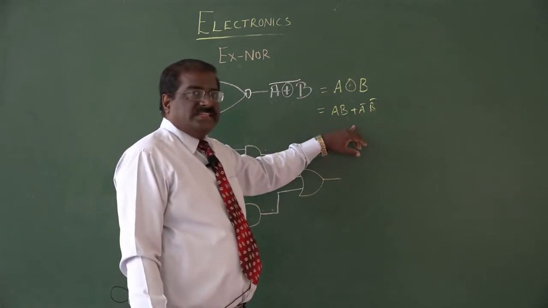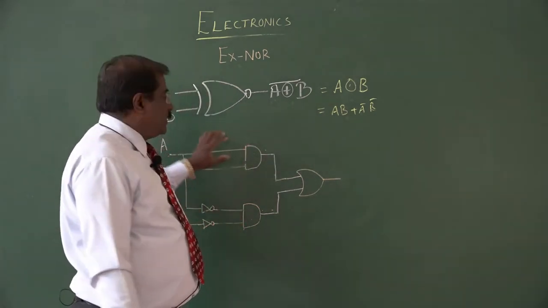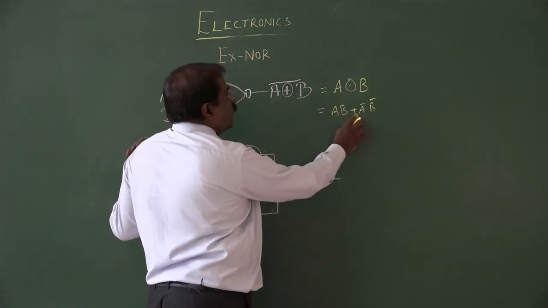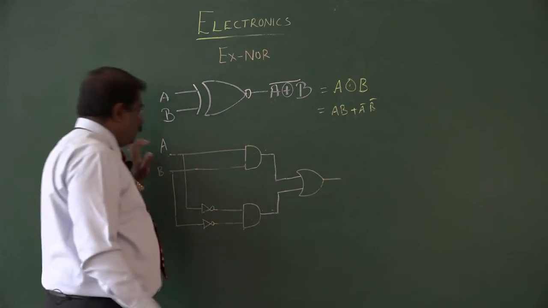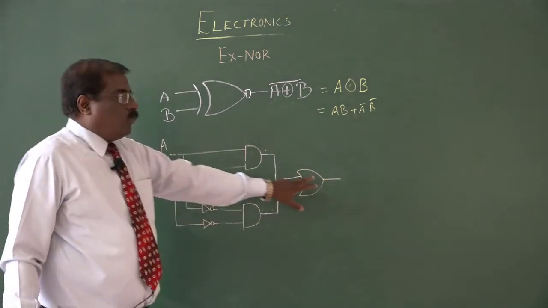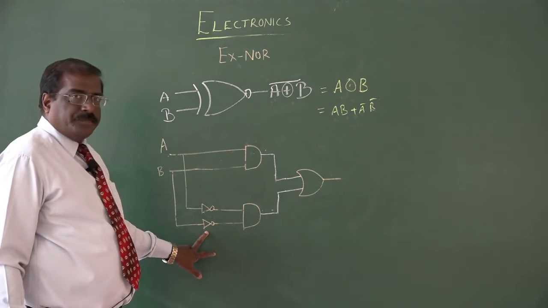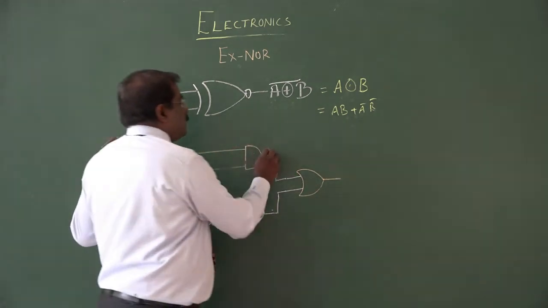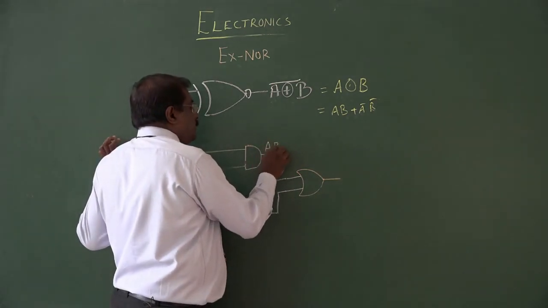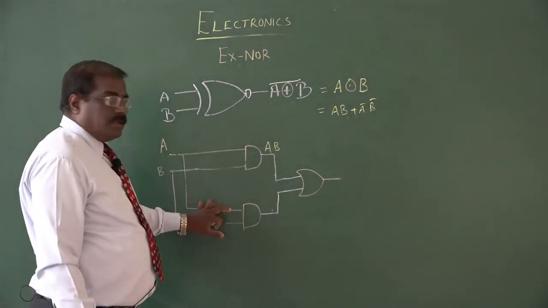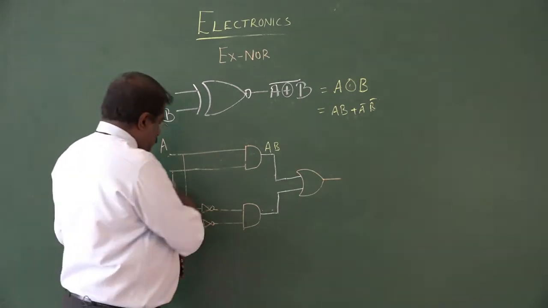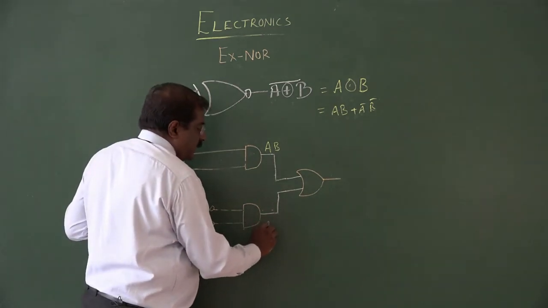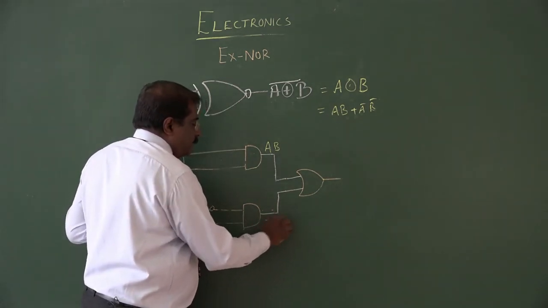So if we realize it using the basic gates, how many AND gates do we need? 2 AND gates, 1 OR gate, 2 NOT gates. So A B, that is ANDed here, the output will be A dot B. Here A NOT is there, A bar, B NOT is there, B bar. The output of the AND gate is A bar dot B bar.